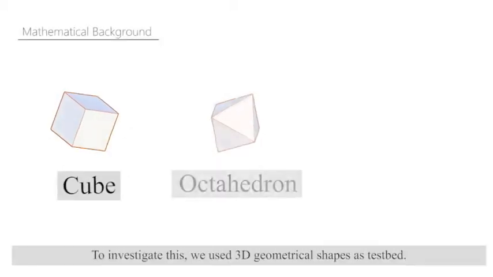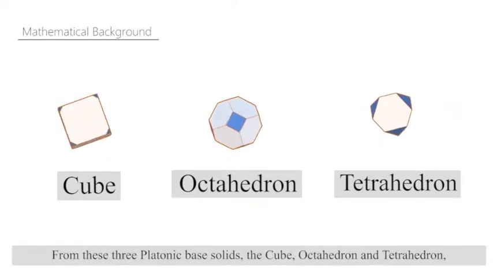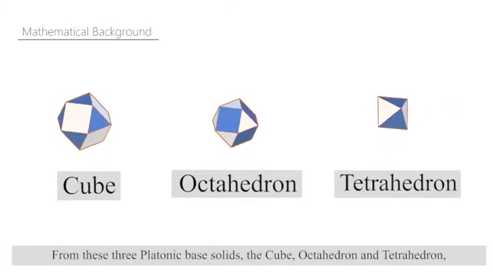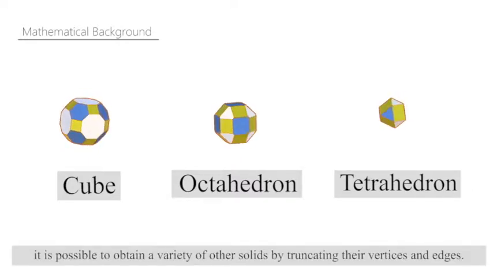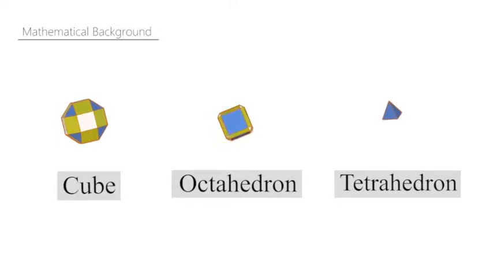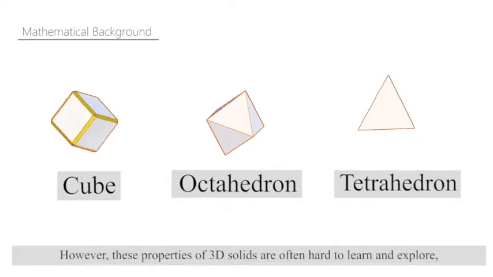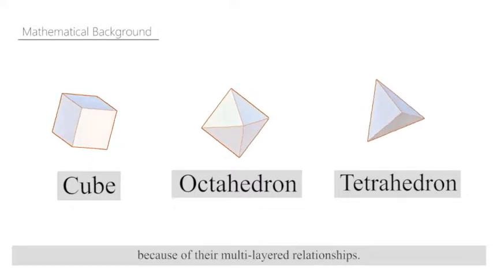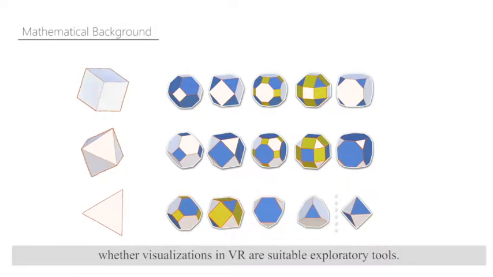To investigate this, we use 3D geometric shapes as a testbed. From these three platonic-based solids, the cube, octahedron, and tetrahedron, it is possible to obtain a variety of other solids by truncating their vertices and edges. However, these properties of 3D solids are often hard to learn and explore because of their multi-layered relationships. They could be a feasible testbed to explore whether visualizations in VR are suitable exploratory tools.